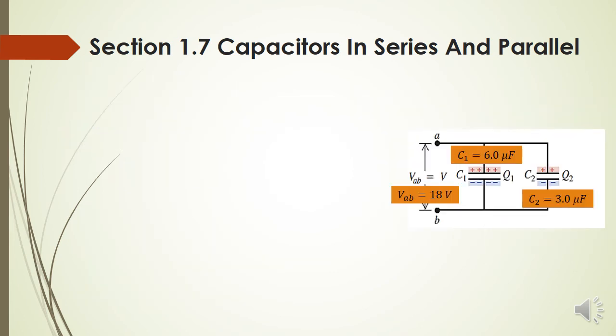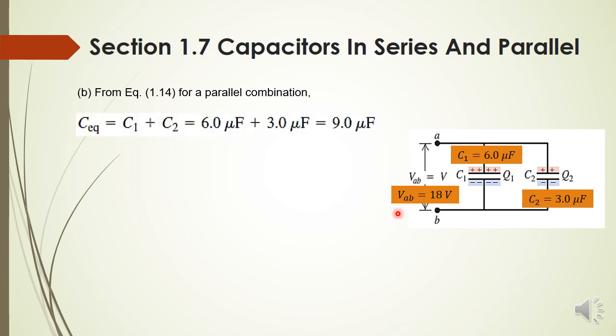Next, in a parallel connection, the C1 is the same 6 microfarad and the C2 is the same 3 microfarad, and also the potential difference VAB is the same 18 volts, but the connections are now in parallel. From equation 1.14 for a parallel combination, C equivalent is just a combination of C1 and C2, and 6 plus 3 is equal to 9 microfarad.